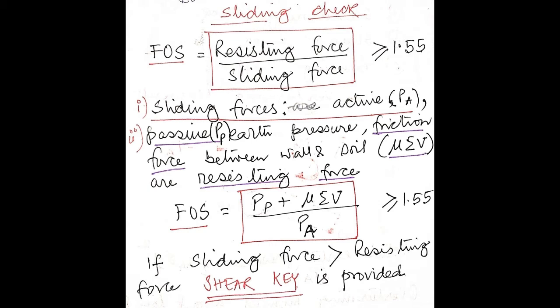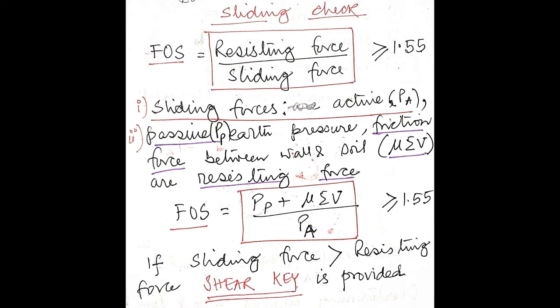Now suppose the sliding force is more than the resisting force. What will happen? If the sliding force is more than the resisting force, the FOS will come as less than 1. Correct? It will be less than 1 if the sliding force, that is the denominator, is greater than the numerator. So it will come as a fraction, obviously. So the factor of safety will not be valid, and it will not be stable. Correct? Because for stability purposes, FOS must be greater than or equal to 1.55.